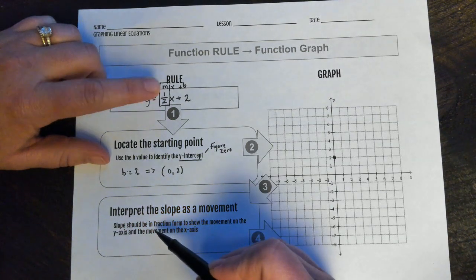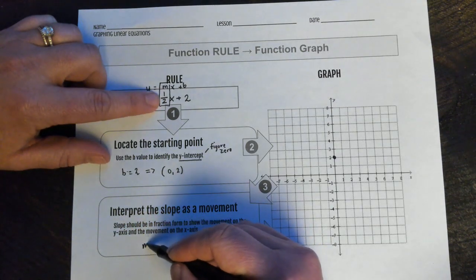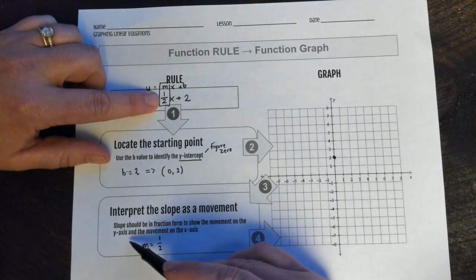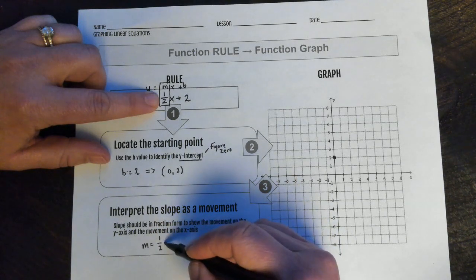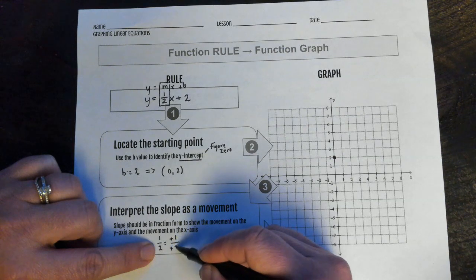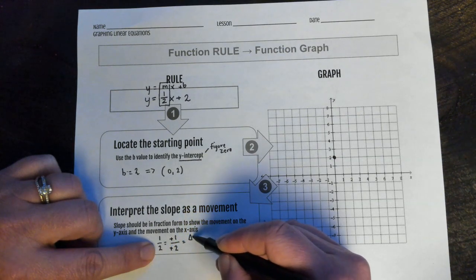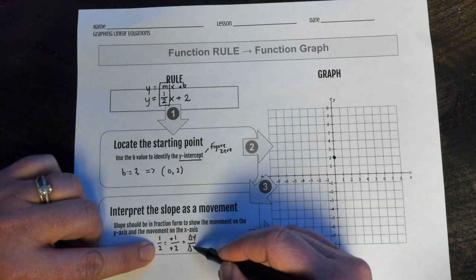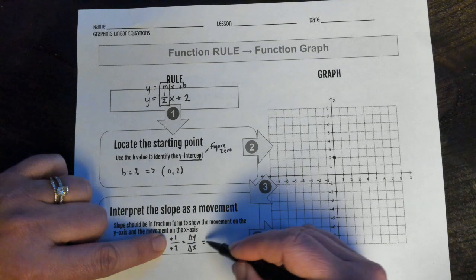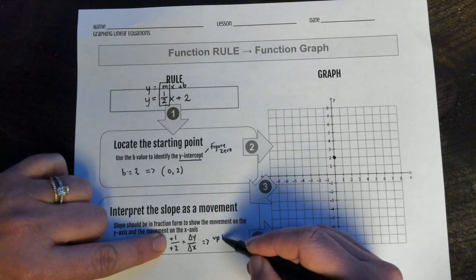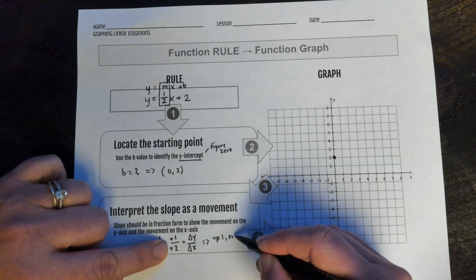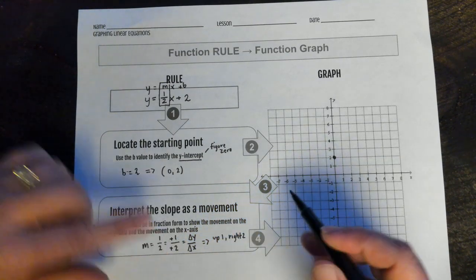Make sure my slope is in fraction form, and it is. My slope is 1/2. And I have to show that movement for the y compared to the x. So I know that my 1 is a positive 1, and my denominator is a positive 2, and slope is defined as the change in y compared to the change in x. So a positive 1 movement on the y-axis would imply up 1 unit, and my positive 2 on the x-axis would imply right 2 units.